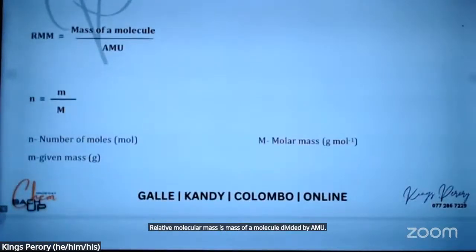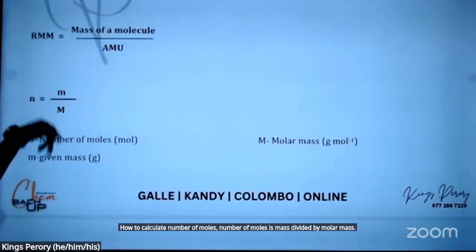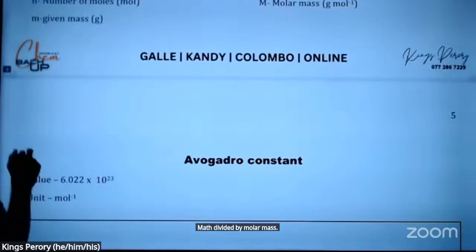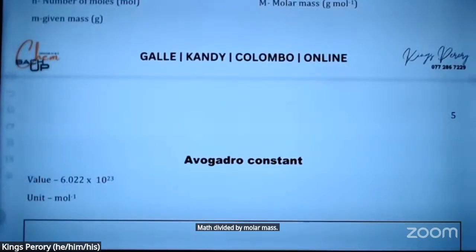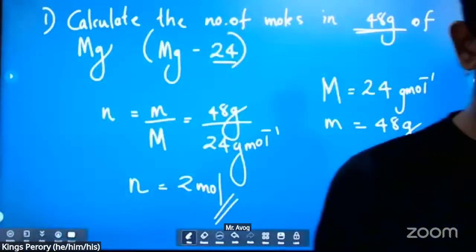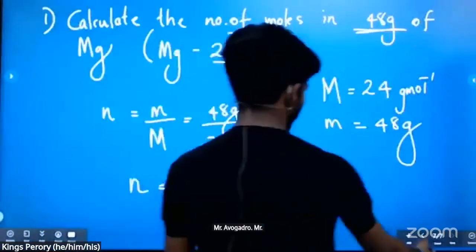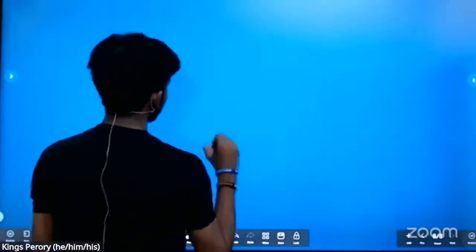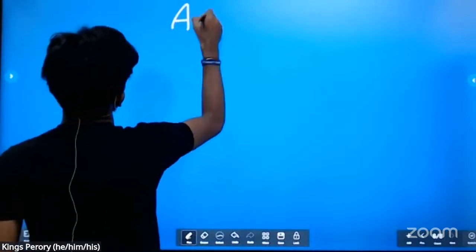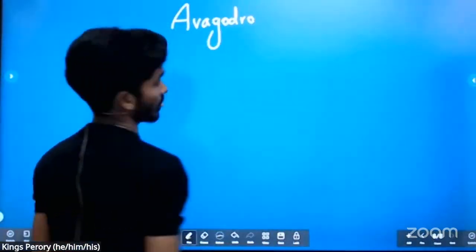How to calculate number of moles? Number of moles is mass divided by molar mass. What do you hate the most? Mr. Avogadro.